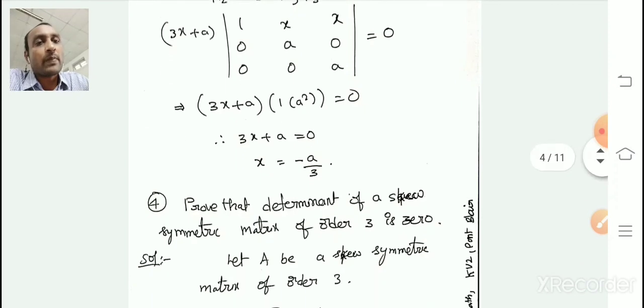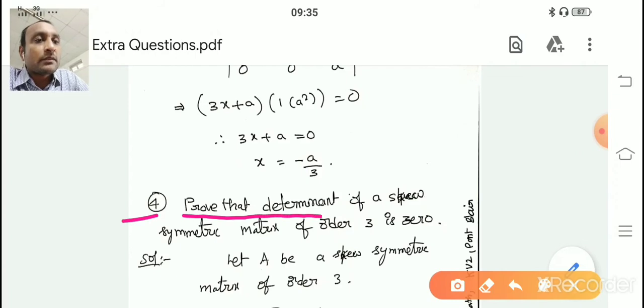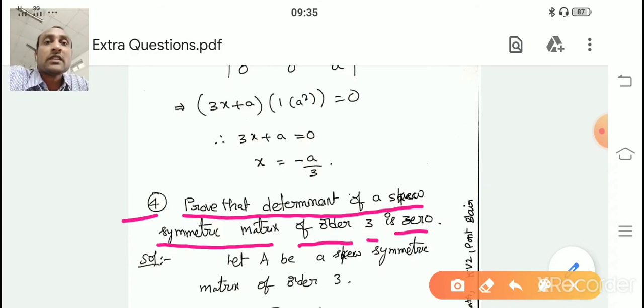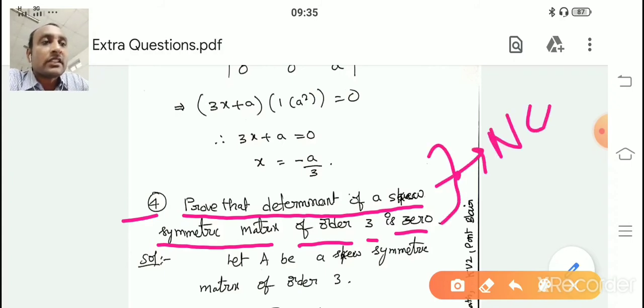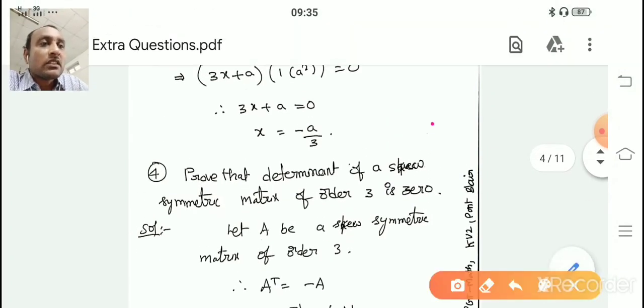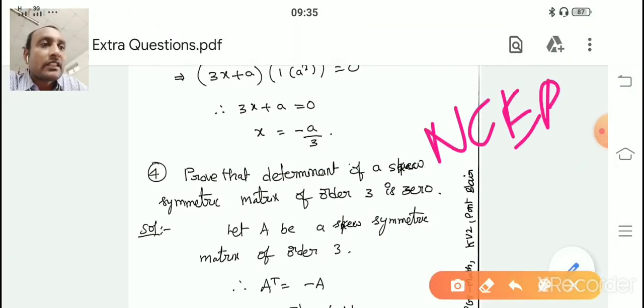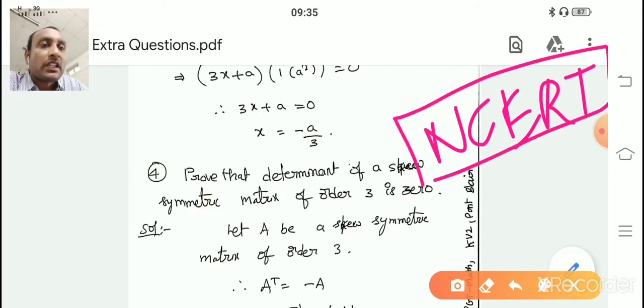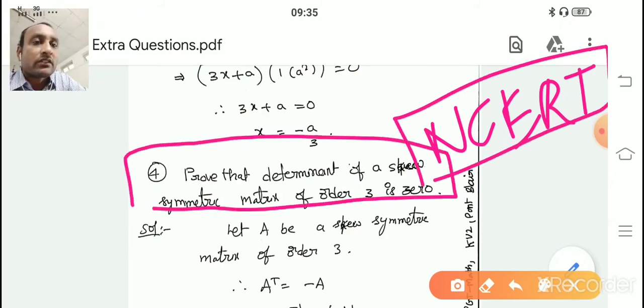Next, the fourth question. One year they asked this question: prove that the determinant of a skew symmetric matrix of order 3 is 0. This is a 2 marks question, an unexpected question. For these kinds of questions, you should read the NCERT textbook. If you revise it properly, you could find this model of question. So how to do this one?